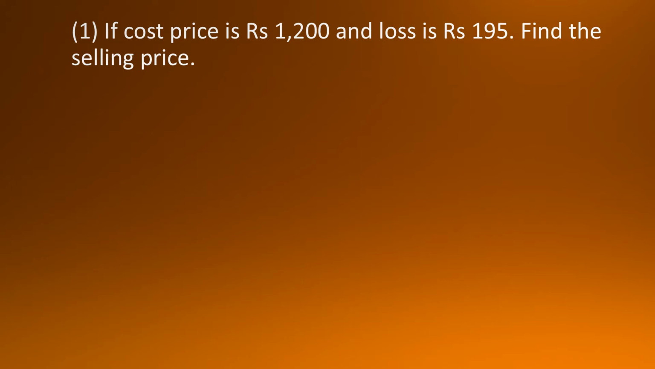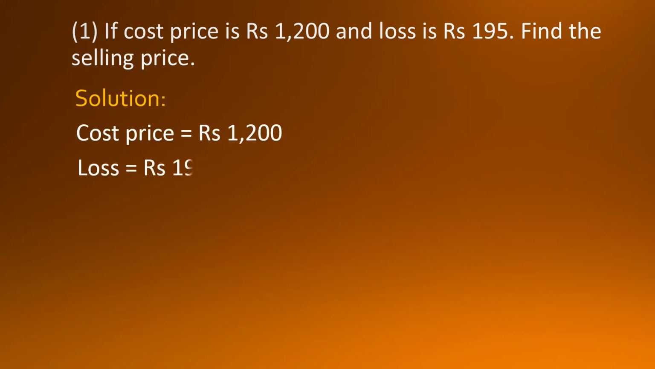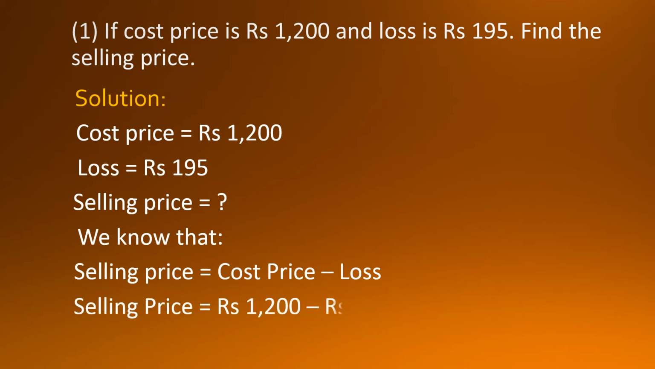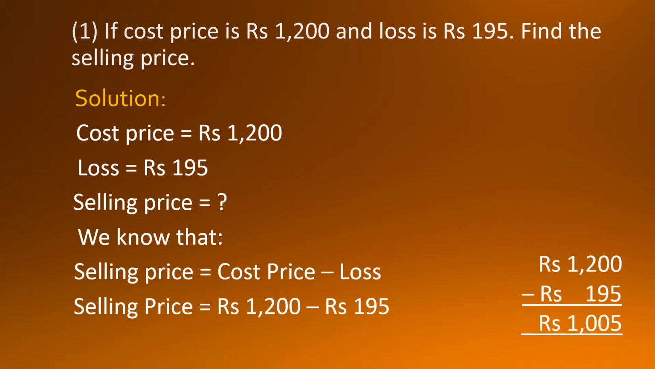Question number 1. If cost price is rupees 1200 and loss is rupees 195, find the selling price. See, in this question, cost price is equal to rupees 1200 and loss is equal to rupees 195, and selling price we have to find out. We know that selling price is equal to cost price minus loss. Now put the value, rupees 1200 minus rupees 195. Do the subtraction. We get rupees 1005. So the selling price is rupees 1005.